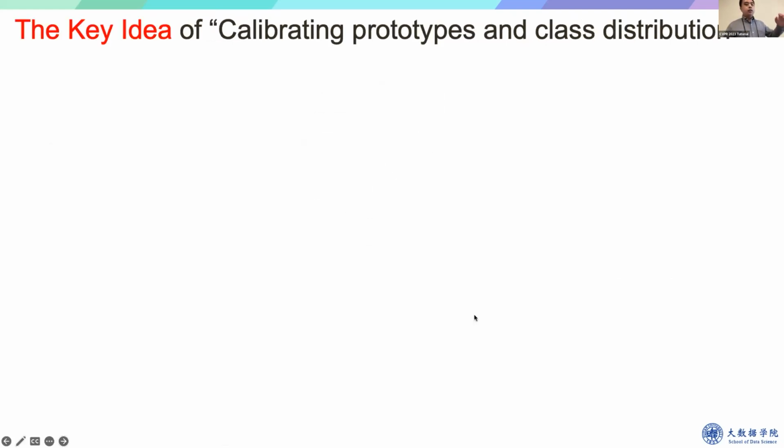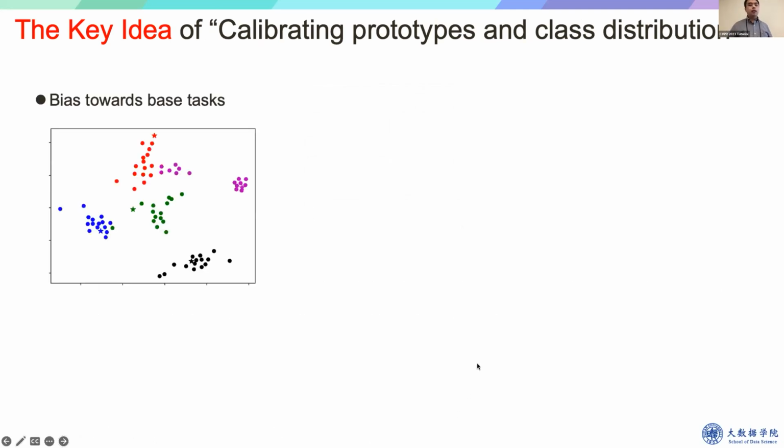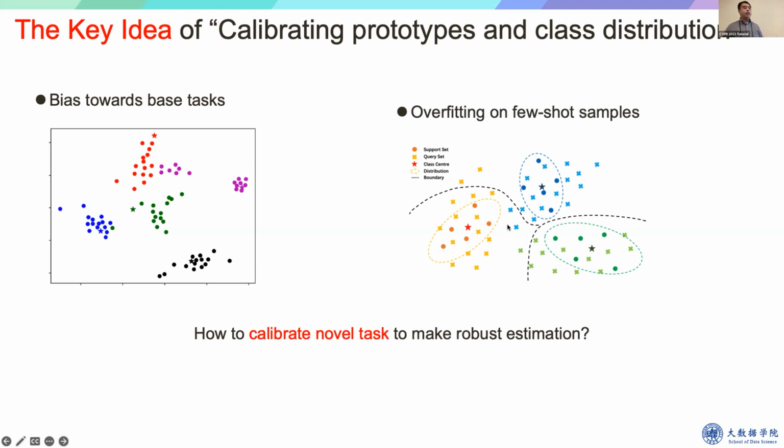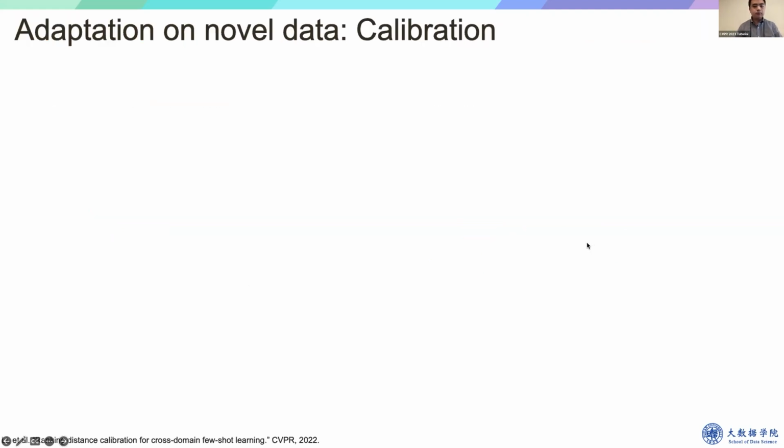We next consider another active concept, calibration. We recall several core problems in few-shot learning. One is the learner representation is biased towards the base tasks, so that several novel classes are grouped together. And the other is the learner representation is easy to overfit on few-shot examples. And in general, calibration aims to avoid the above biases and make robust estimation.